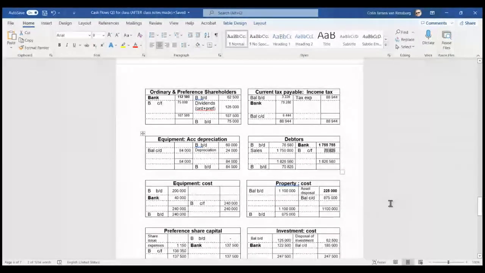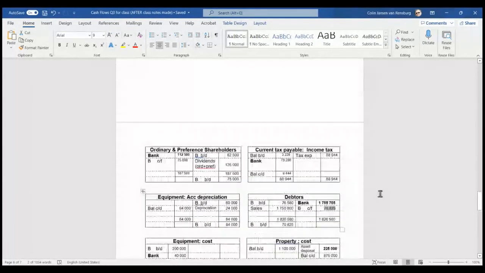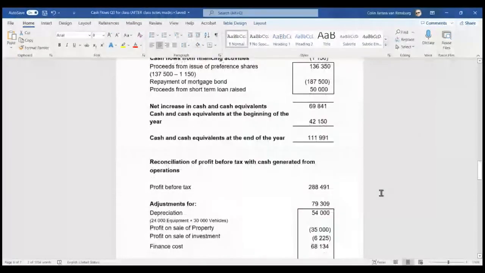So now we've already got two figures in the reconstruction. We've got our opening balance for this year, and we've got our opening balance for the next year, which is also our closing balance for this year. Now the other quantity that we can find in our financial statements, as you've already said, is our sales.